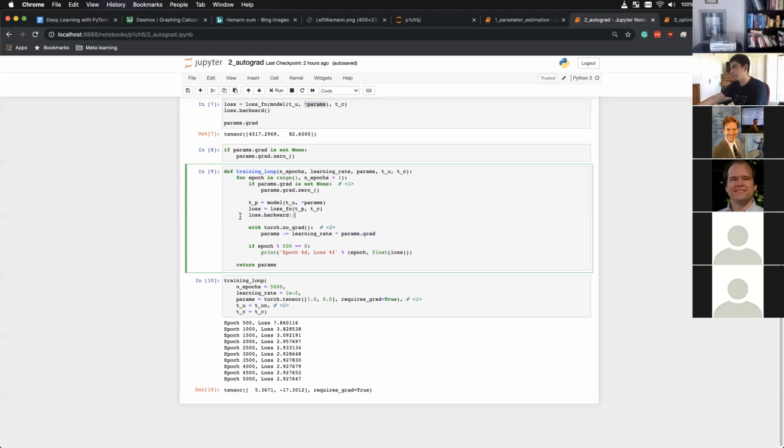So if we blocked this out, if we never called the backward step, I would assume that this gradient is never actually calculated, or it would be just zeros or something like that. That's at least my understanding of it.